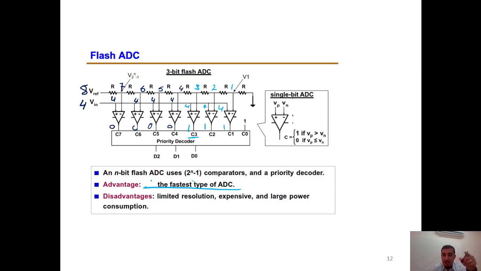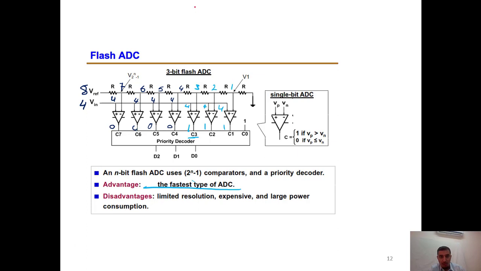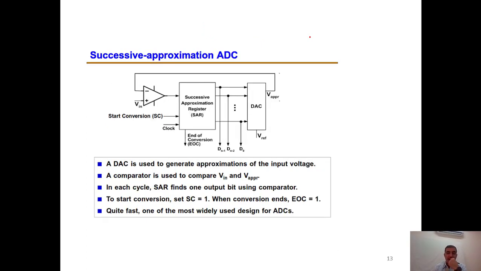When we say fastest type, we are talking about speed. It takes 1 clock cycle to finish the conversion. The next one is basically the successive approximator. The successive approximator uses a successive approximation register. I'm going to talk about it. This successive approximation register compares between the values.